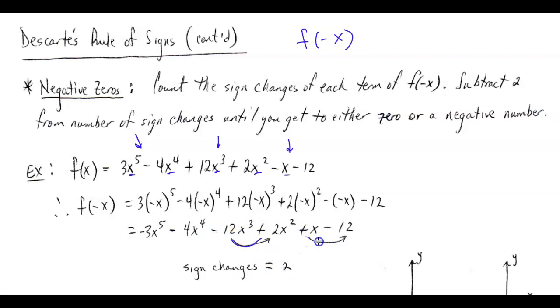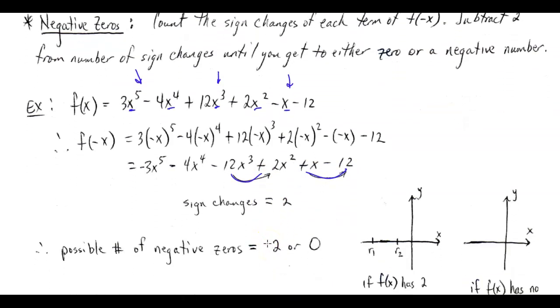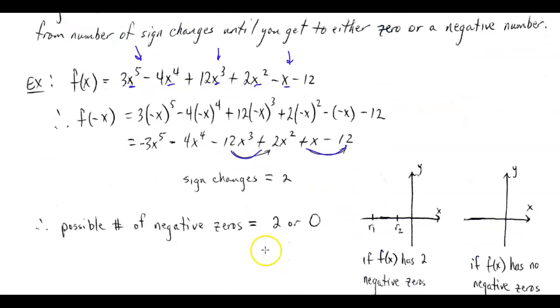And we see here that it only has 2 sign changes. And so because of that, what that lets us know is that either we're going to have 2 negative zeros, as you see here, or we're going to have none, okay? And so if we have none, then of course that means we have none. If we have 2, then that leaves the options open as to what that might be.